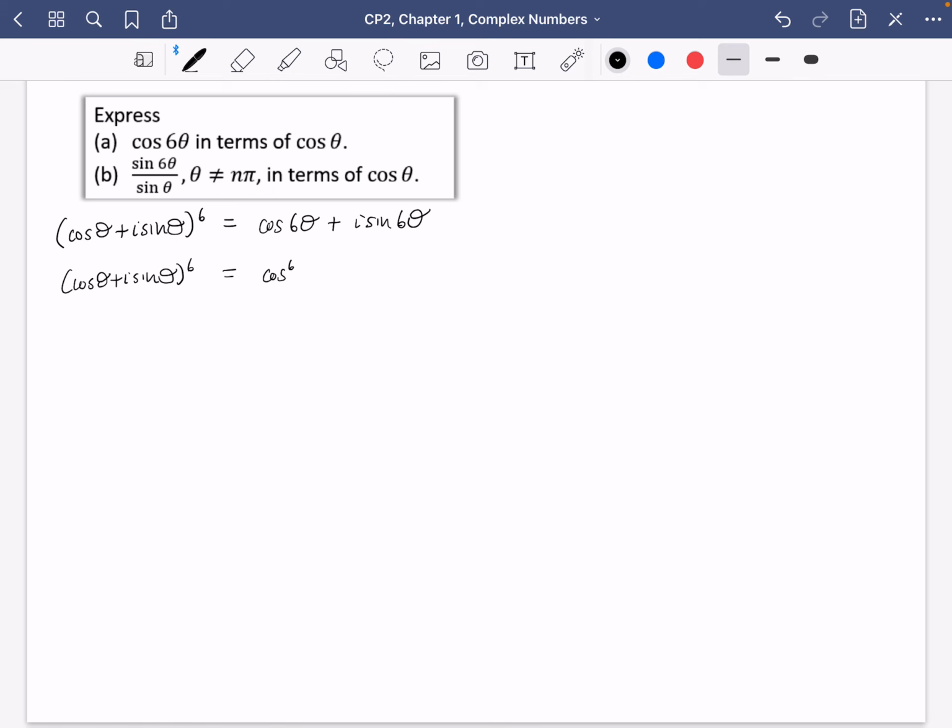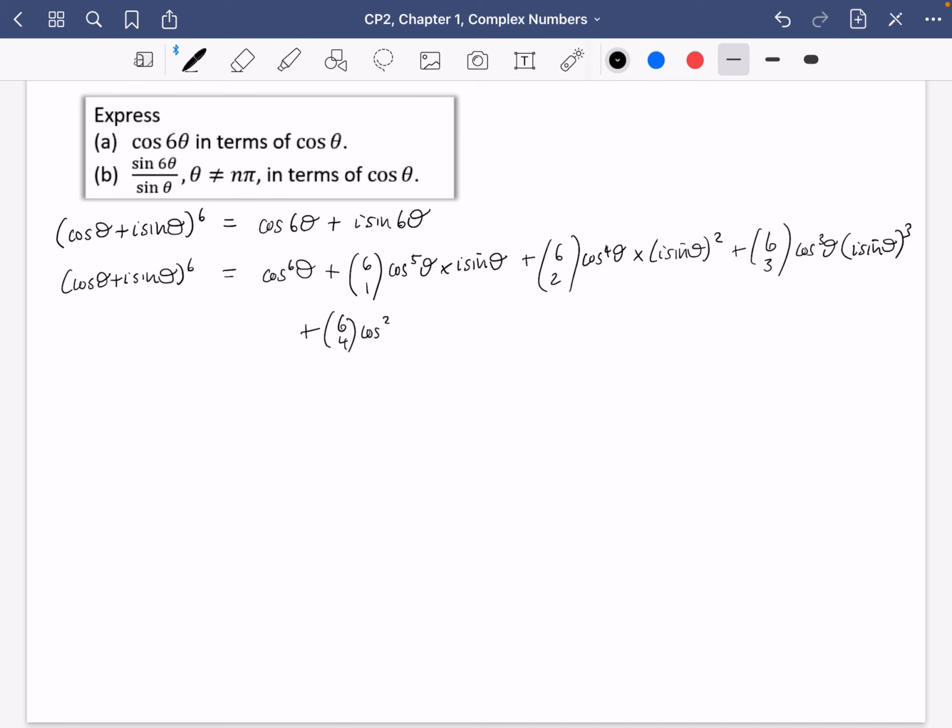Well, I know I'm just going to have cos to the power of 6 theta to begin with, plus 6 choose 1, cos to the power of 5 theta multiplied by i sine theta, plus 6 choose 2, cos to the power of 4 theta times i sine theta squared, plus 6 choose 3, cos cubed theta i sine theta cubed, plus 6 choose 4, cos squared theta times i sine theta to the power of 4, plus 6 choose 5, cos theta times i sine theta to the power of 5, and 6 choose 6 is just 1, so it's just going to be i sine theta to the power of 6.